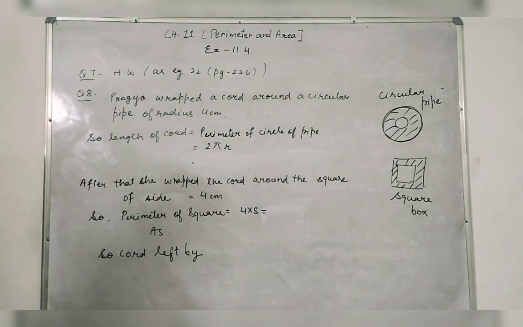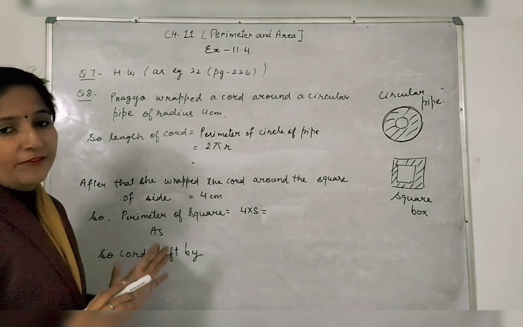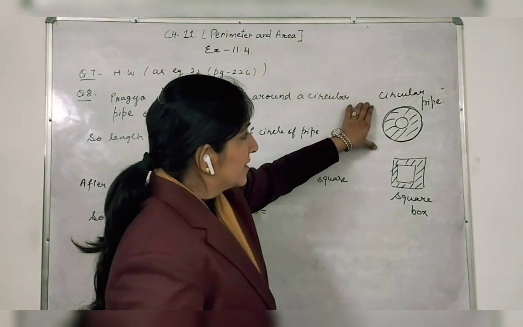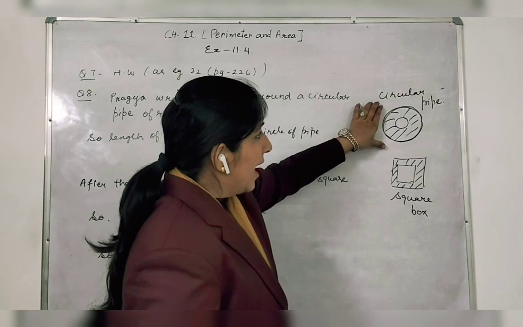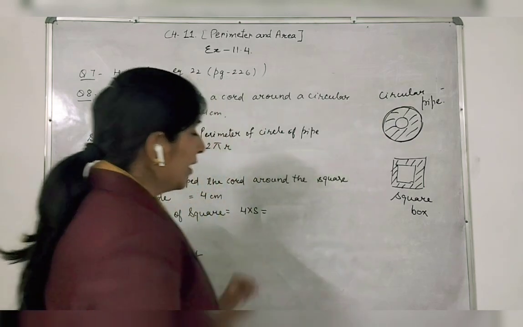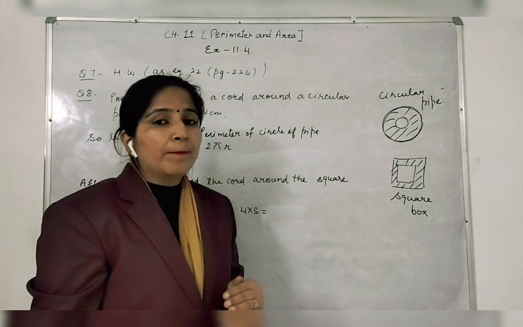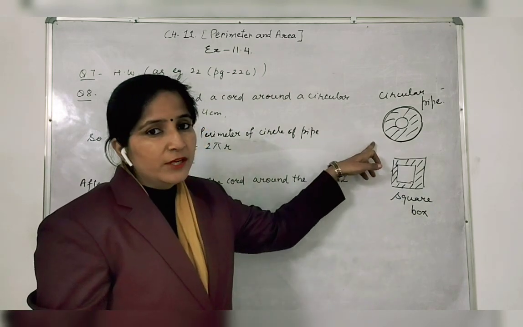And they are asking that after wrapping around both the square and the circular pipe, does she have any cord left? We need to tell. Is there any cord left after tying? Because she is using the same cord which she wrapped around it. Okay, so for that, because she is wrapping outside, we need to calculate the perimeter of both the shapes.